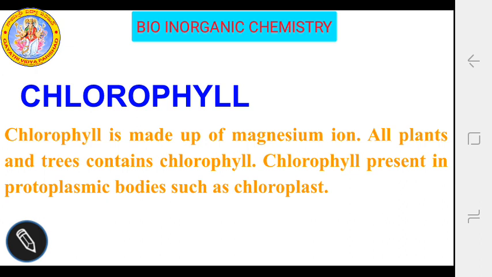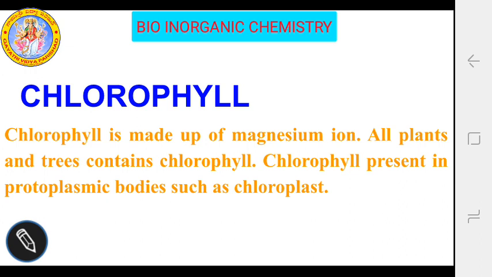Actually, in this our aim is to explain about magnesium ion. So chlorophyll is made up of magnesium ion. All plants and trees contain chlorophyll. Chlorophyll is present in protoplasmic bodies such as chloroplast.